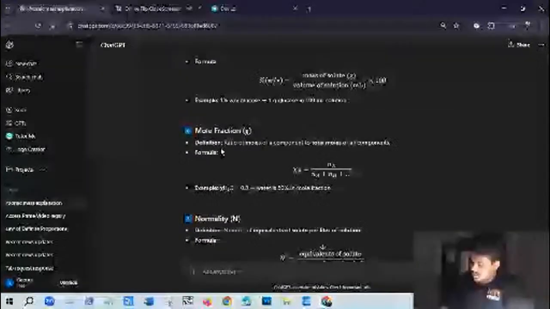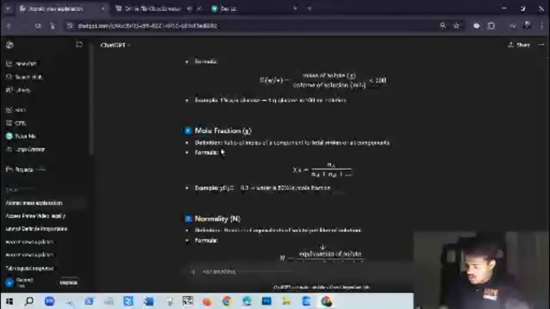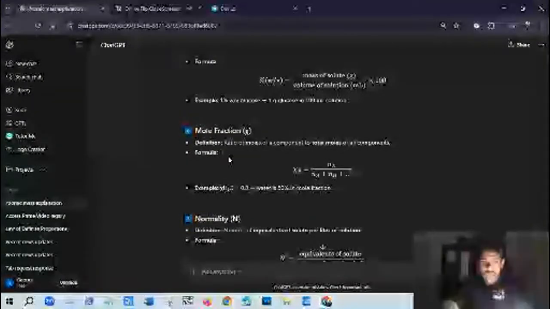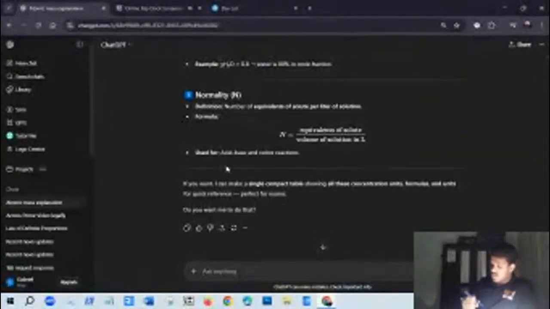Mole fraction is represented as X. X is equal to NA by NA plus NB plus etc. up to NN. So these are the 4 things that will be there in this chapter: molarity, molality, mass percentage, and mole fraction.